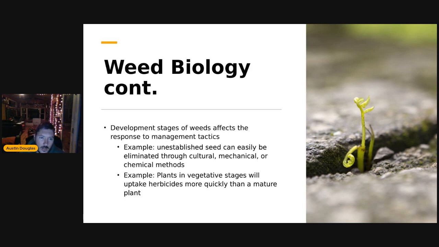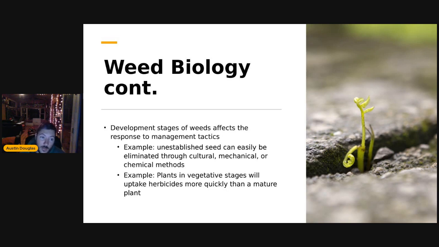So weed biology continued. There's a lot of this one. So the development stages affect the responsive management tactics, right? An example would be an unestablished seedling can very easily be eliminated through a cultural, mechanical, or chemical method. Let's take, for example, this little guy growing in this crack right here. You could just squirt that guy with some Roundup, or you could just pull it out, right? It's pretty small. It'll be very easily dealt with.